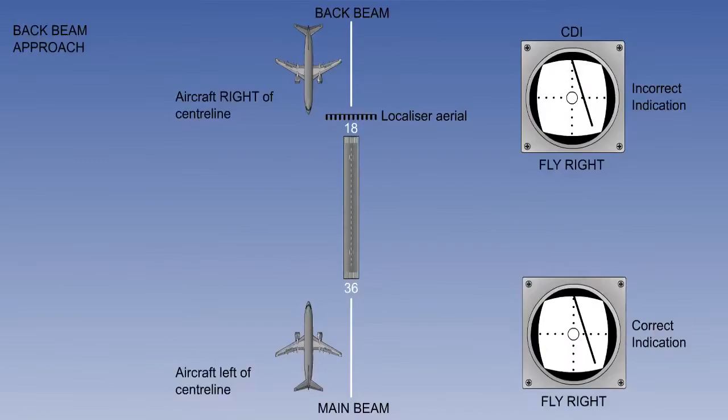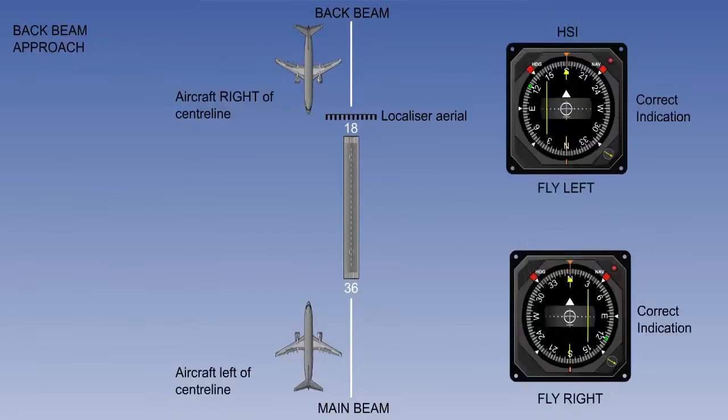This procedure is not approved in the UK, but examples are still found in the US and Canada. On these approaches, the CDI indications are reversed. Needle left means fly right. On the HSI, however, the reciprocal course can be set, which means that the command indications are correct. So, needle left means fly left.